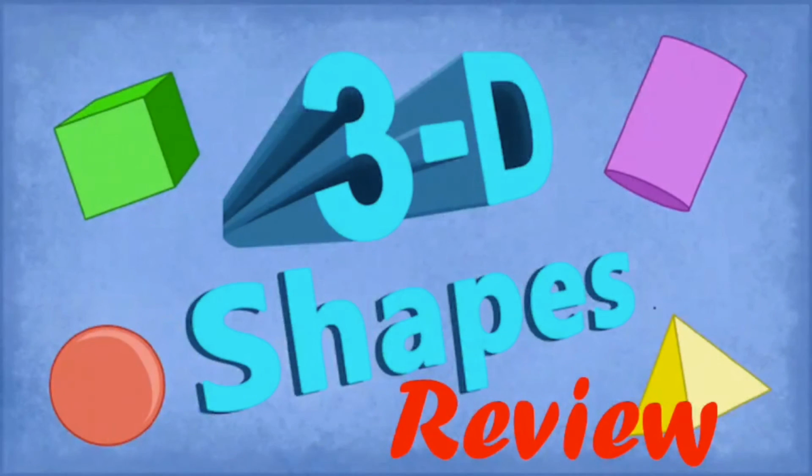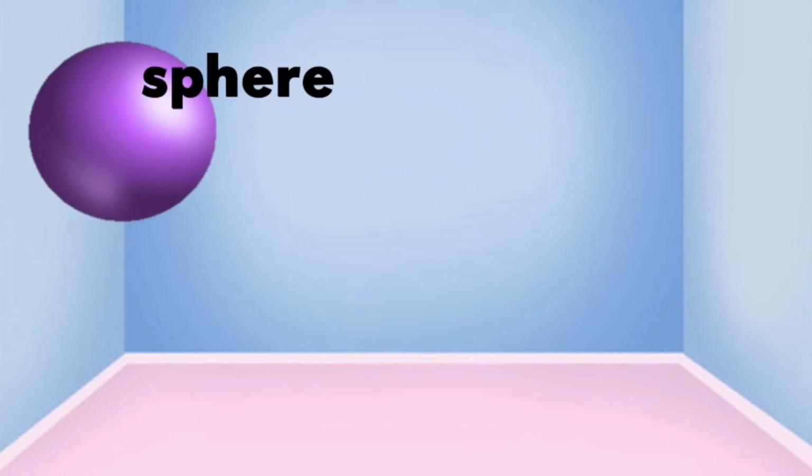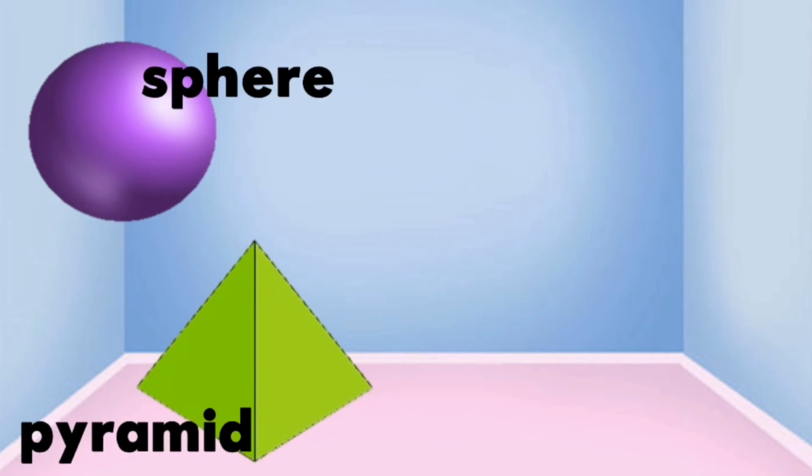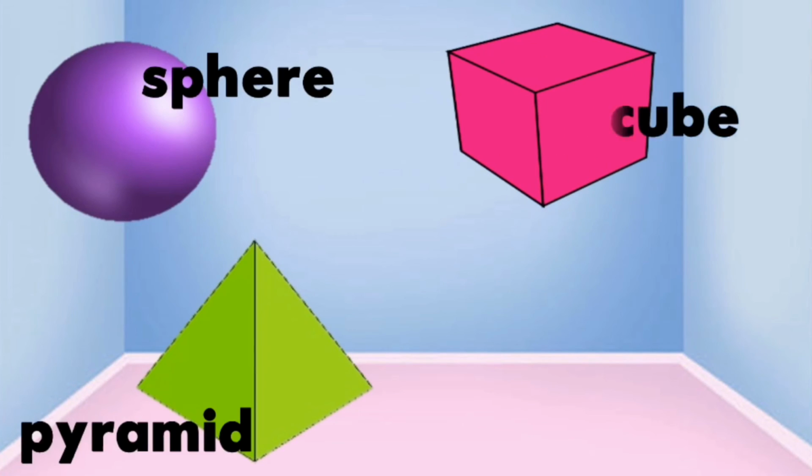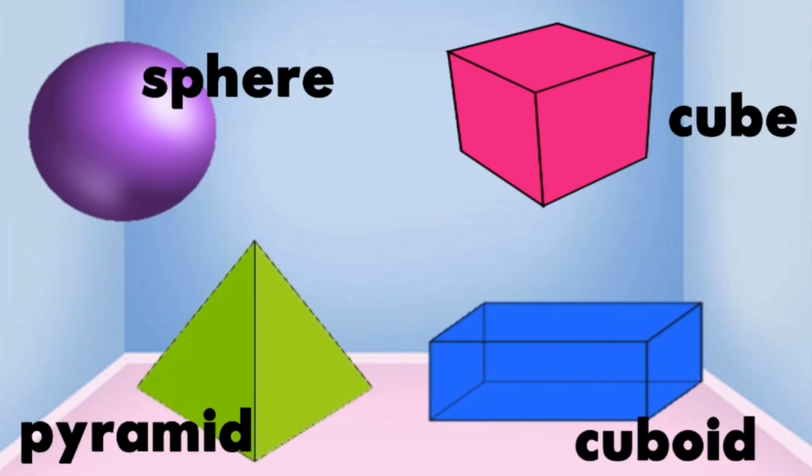Now let's review our lesson for today. Our lesson for today is all about 3D shapes, or 3-dimensional shapes. So first we have sphere. Next is pyramid. Next is cube. Next is cuboid.